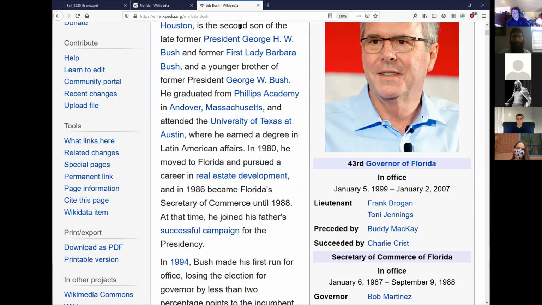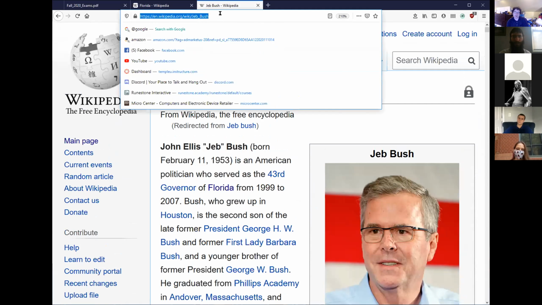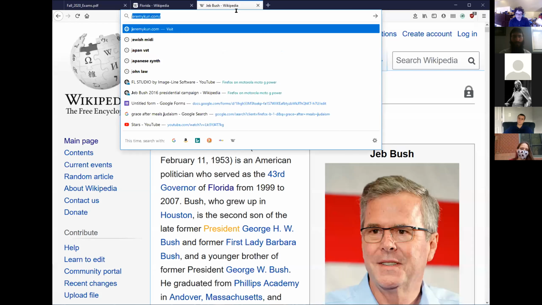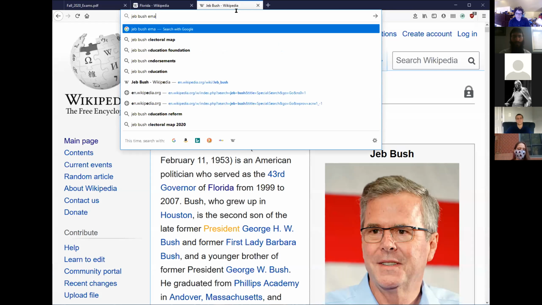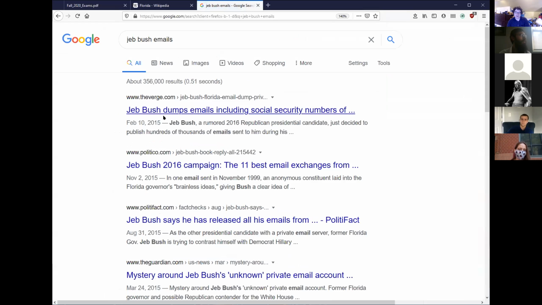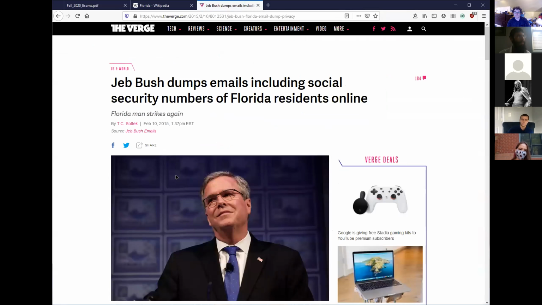And I'm going to be completely transparent, and there was this whole scandal with Hillary Clinton's emails. Not going to get into it, but Jeb Bush was like, well, I'm going to preemptively release all my emails. Not necessarily because of that, but anyway, if we look up Jeb Bush emails, this brings up a story from 2015: Jeb Bush dumps emails, including social security numbers of Florida residents, online.